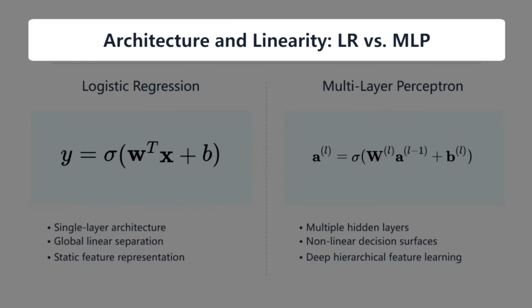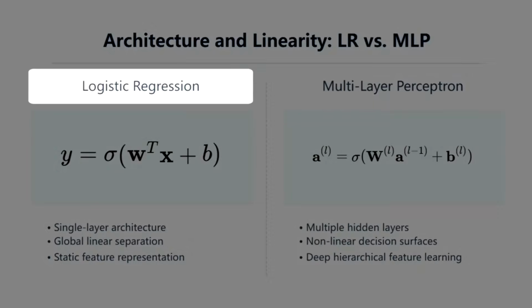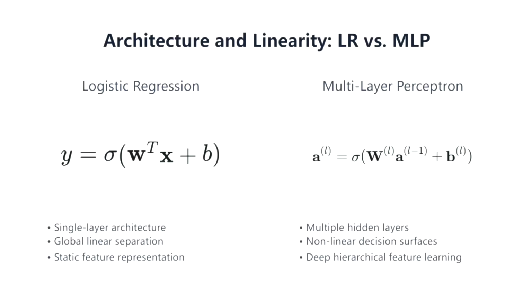As we discussed, we must first understand the fundamental architectural split between linear and nonlinear models. Here we are comparing logistic regression and the multi-layer perceptron. Let's start with logistic regression on the left. Think of this as the simplest possible neural network, one that contains no hidden layers.